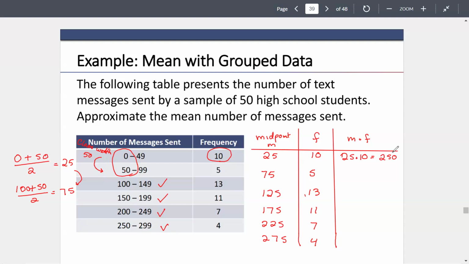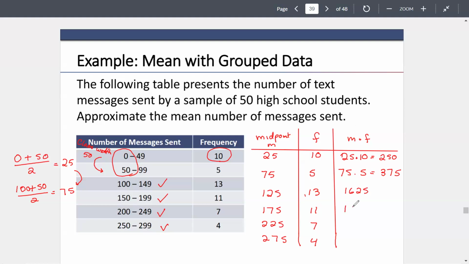So 75 times 5 would be this one. Write this down one more time, and then the rest I'm going to put in the calculation. So that's going to give me 375. All right, so we've got 125 times 13. That's 1,625.